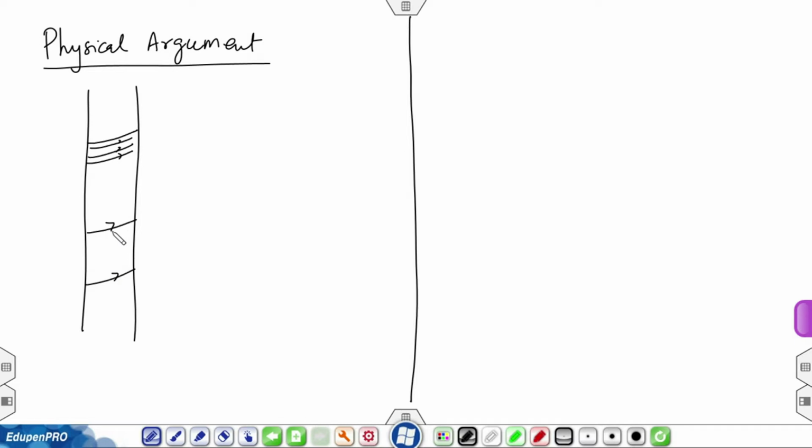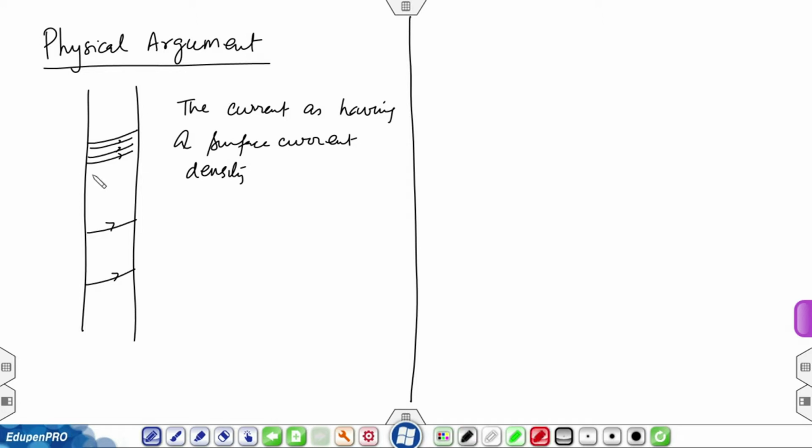Then I can think of the current as having a surface current density in the direction shown by this red arrow. This is the surface current density K. What will be the value of the surface current density? Let us find that out.